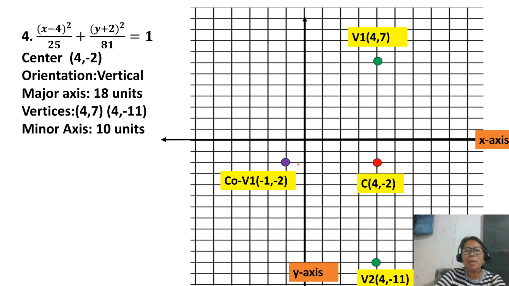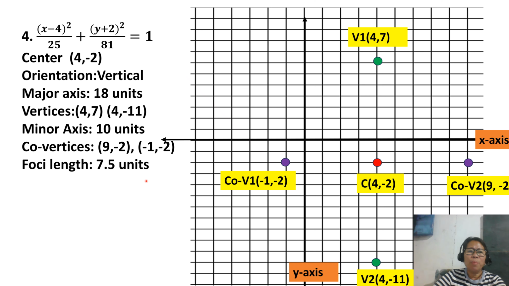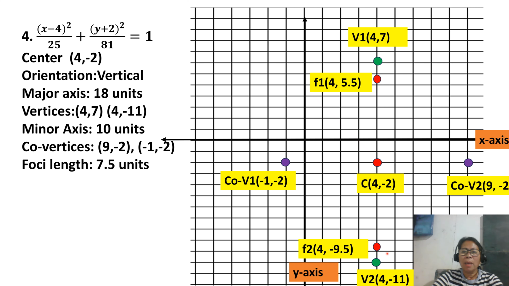The next to be plotted is our foci. Our focal length will be 7.5 units approximately, from 81 minus 25, the square root of the difference. Since our orientation is vertical, the foci will be counting 7.5 units going up and 7.5 units going down. So 1, 2, 3, 4, 5, 6, 7, approximately 7.5, and the coordinates are (4, 5.5), and our second focus will be (4, −9.5).